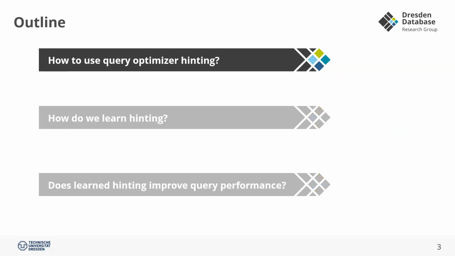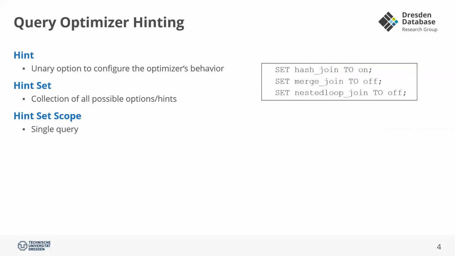But let's start with the basics. So what is query optimizer hinting? Well, for that, I need to define three things. The first thing is a hint. A hint is a single parameter you can set your optimizer with. For example, on the right-hand side, you can see 3 hints, each setting a different kind of join. For example, here the hash join is switched to on. And the whole collection of these 3 hints is called a hint set. And this hint set is true or applicable for one single query.